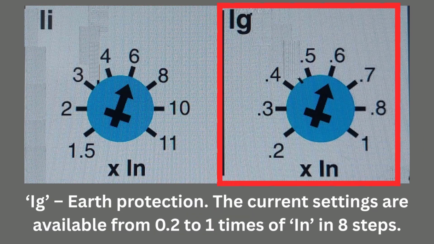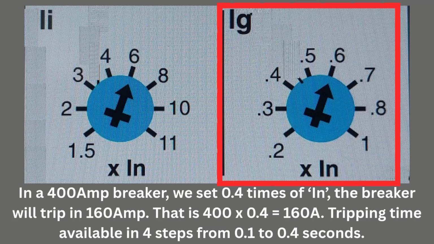IG, earth protection. The current settings are available from 0.2 to 1 times of IN in 8 steps. In a 400 amp breaker, if we set 0.4 times of IN, the breaker will trip at 160 amp. That is 400 times 0.4 equals 160 A. Tripping time is available in 4 steps from 0.1 to 0.4 seconds.